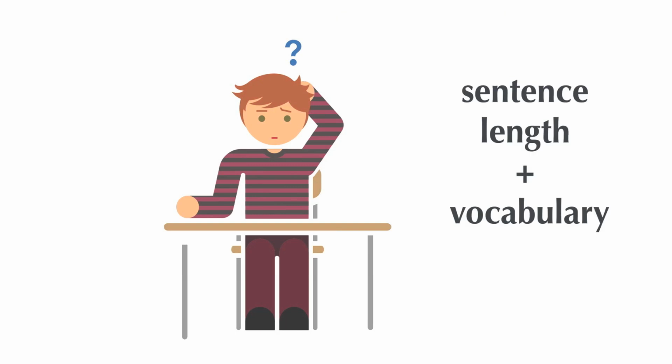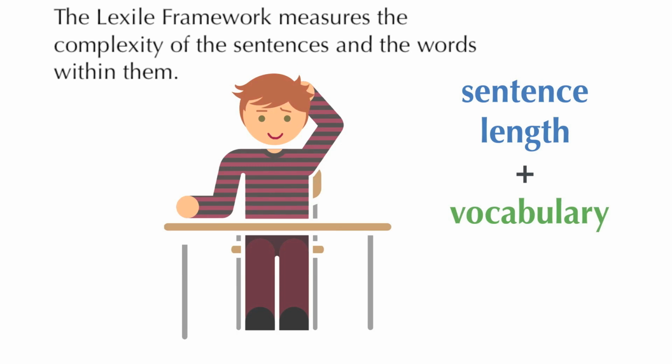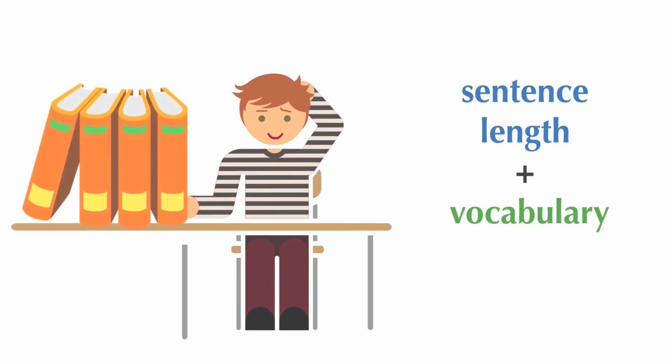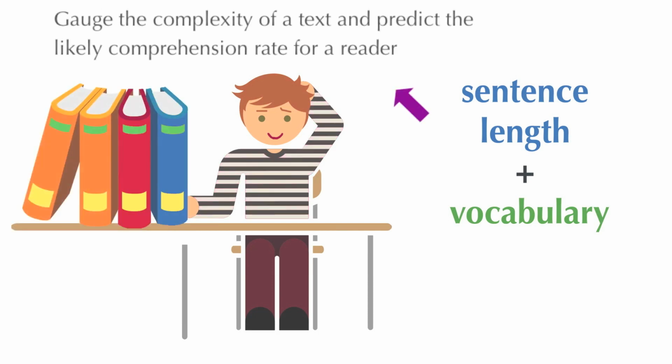Our metric takes into account two characteristics: sentence length and vocabulary. More specifically, we measure the complexity of the sentences and the words within them. While there are other factors that influence readability, these are the factors that allow us to gauge the complexity of a text and predict the likely comprehension rate for a reader.